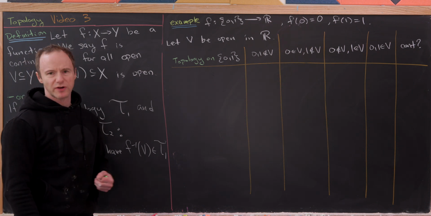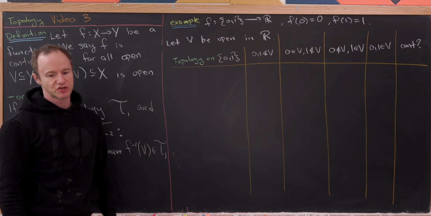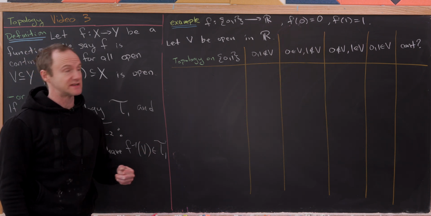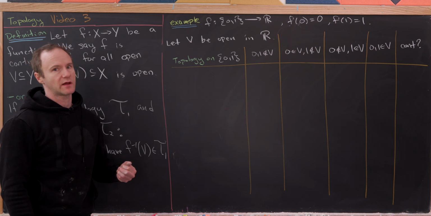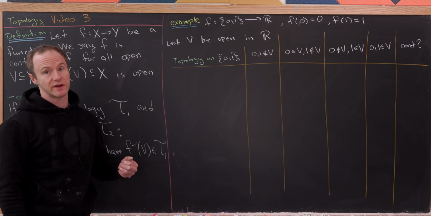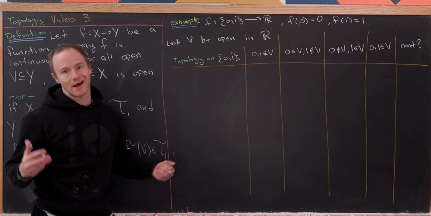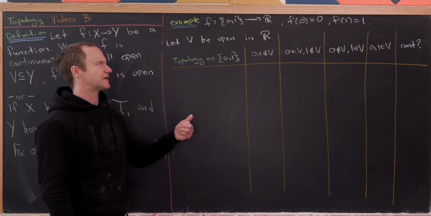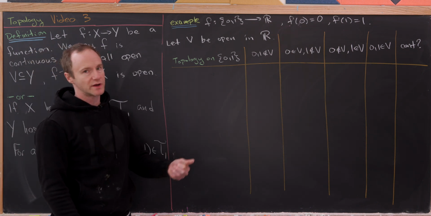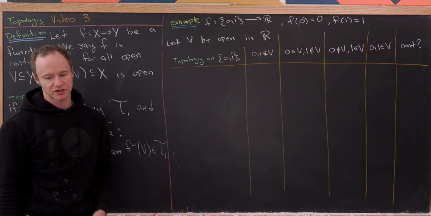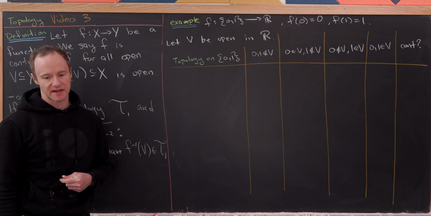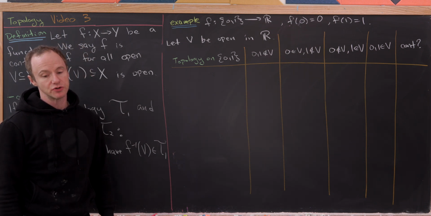Okay, so let's look at a pretty interesting example. So we've got a function f. It goes from the doubleton {0, 1}, in other words, the set containing just 0 and just 1, to the real numbers. And it's essentially the identity function here, but it's really the function that takes 0 to 0 and 1 to 1. It's not exactly the identity function because the domain and the codomain are not the same, but it's what you would call an inclusion.